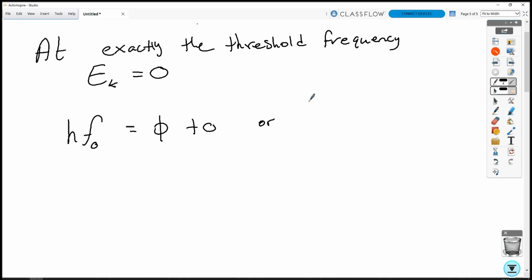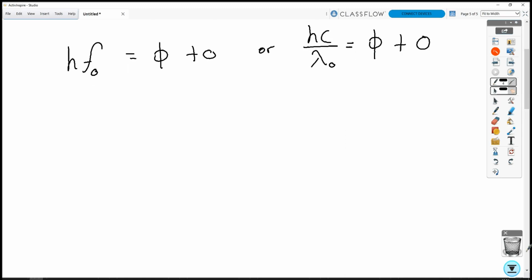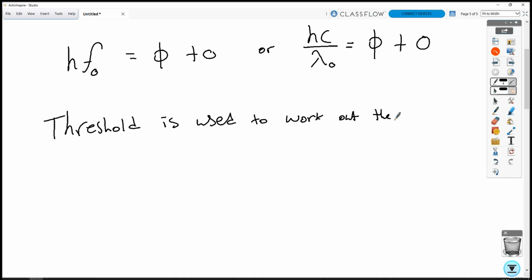Or, if we did it according to wavelength, it's hc over lambda naught is equal to phi plus 0 kinetic energy. So this is also the same equation we used in the last lesson at the end of the example to work out the threshold frequency. So the threshold frequency, or wavelength, can then be used to work out the work function.